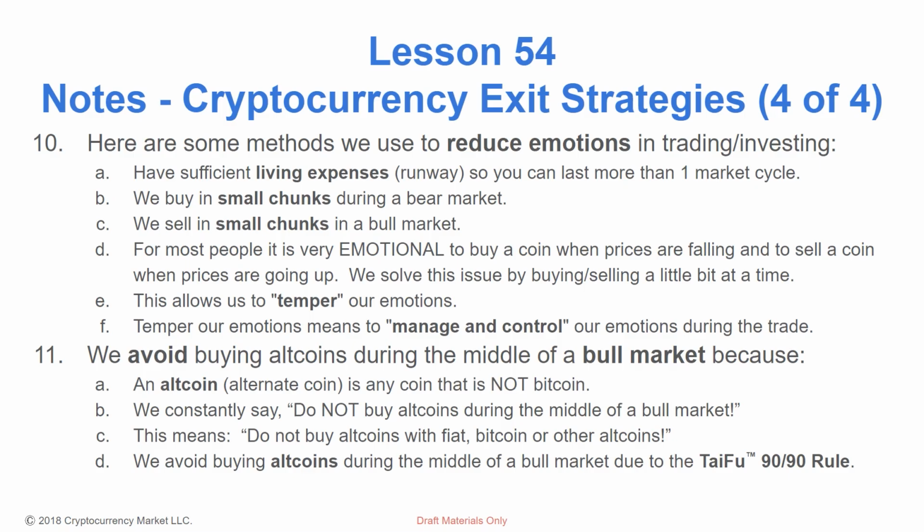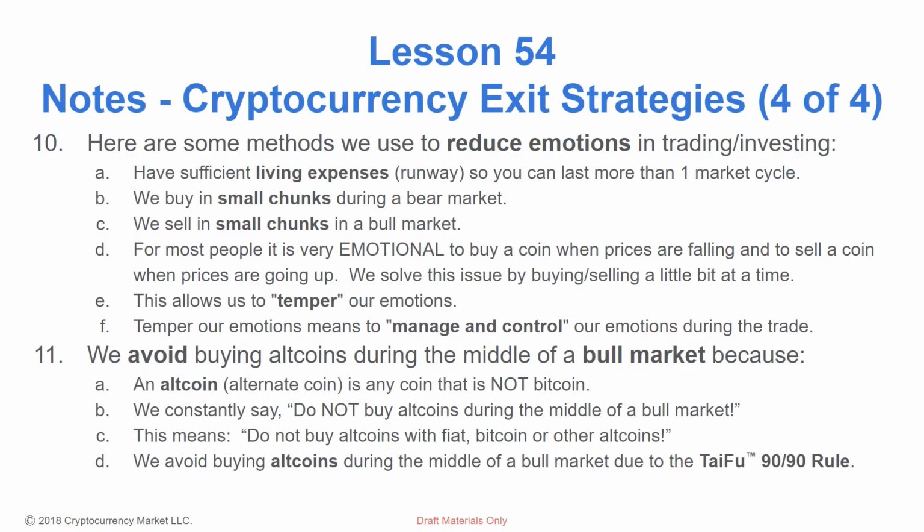Each market cycle is anywhere between 3, 4, and 5 years. So if we have enough living expenses and enough runway to pay for all our living expenses, then we don't have to worry and stress out so much when the market's moving up and down 30, 40, 50%. The other thing that we can do is buy in small chunks during a bear market. So instead of buying big chunks at a time, we just buy small chunks, and that reduces the emotions in trading and investing. We can also do the opposite, which is to sell small chunks in a bull market.